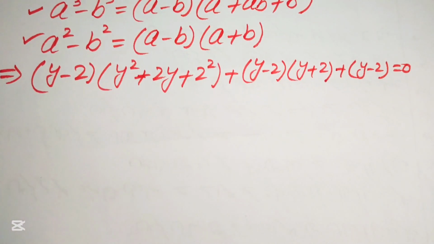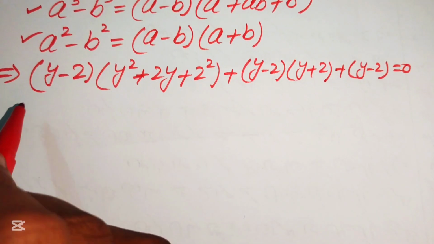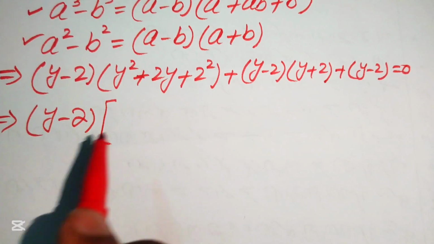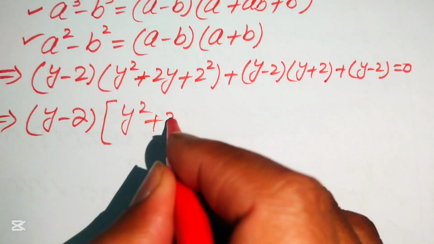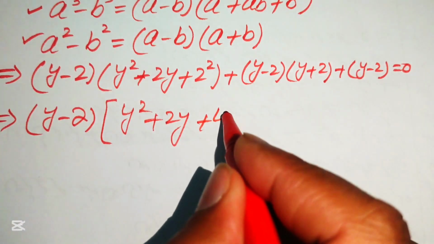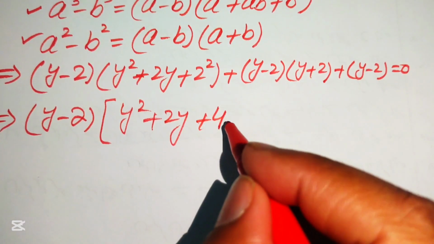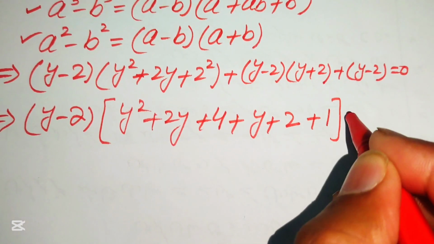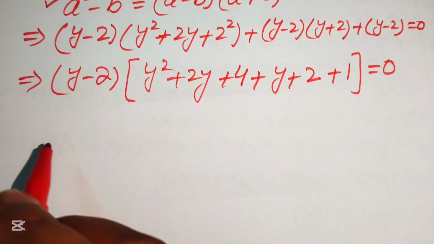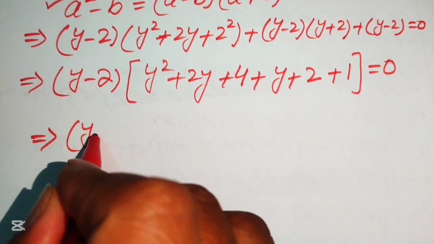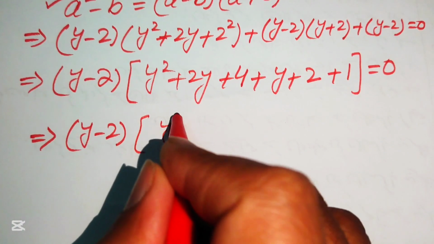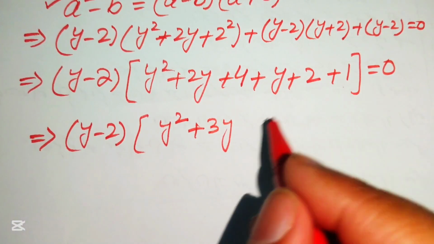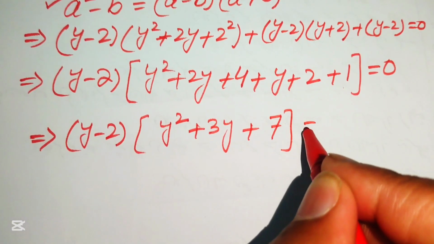And now you focus on all of these terms, and you see each term contains the factor y minus 2, so we will take common y minus 2, and the remaining terms are y square plus 2y and this 2 square equals 4. Here we take common y minus 2, and we get the remaining term y plus 2. Here we take common y minus 2 and we get plus 1 only, and this whole equals 0. So here we need more simplification, and we write it as y minus 2 times y square, this 2y plus y equals 3y, 4 plus 2 is 6, 6 plus 1 becomes 7, and it equals 0.